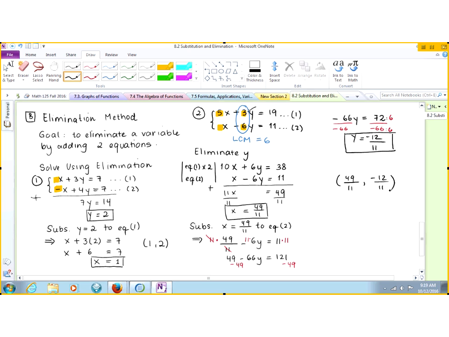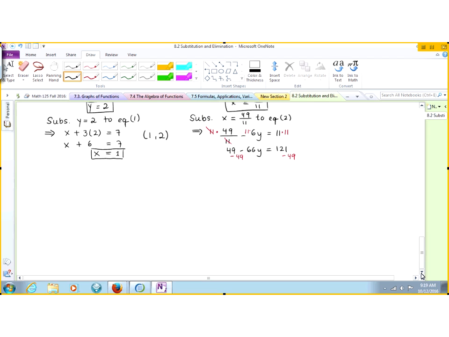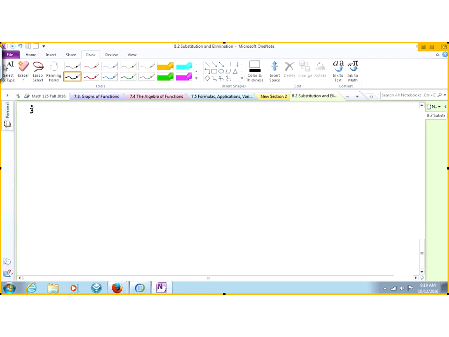Yes? Okay, so let's do another one. So what about this? Number 3. 5x minus 7y is equal to negative 16, and then 2x plus 8y is 26. So call this equation 1, call this equation 2.